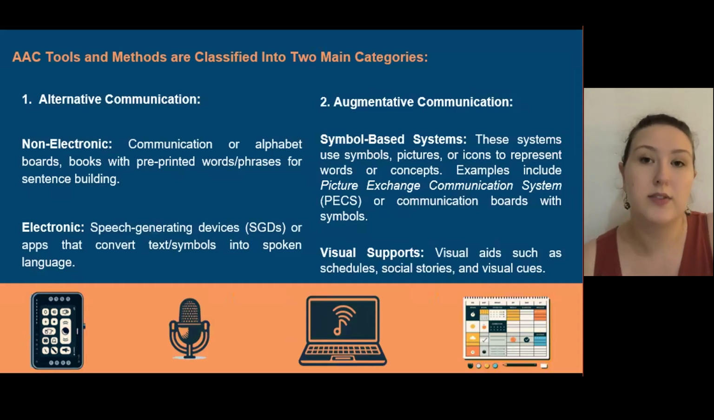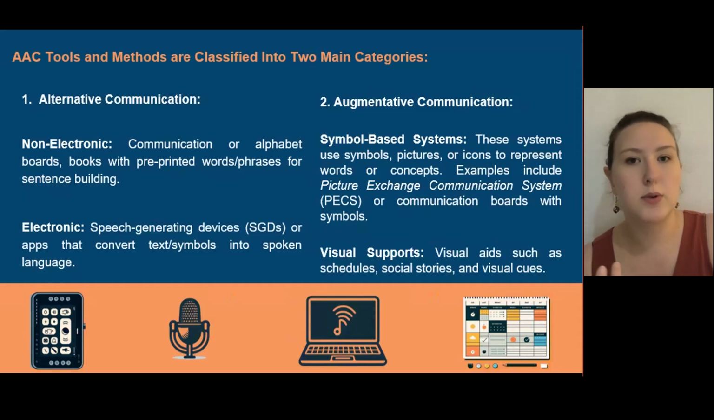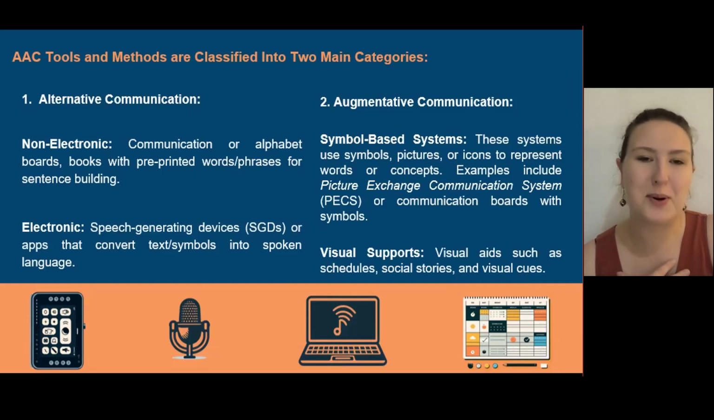AAC tools and methods are classified into 2 main categories. One being alternative communication, and these usually are either non-electronic or electronic devices. Non-electronic devices can involve things such as communication or alphabet boards, books with pre-printed words or phrases for sentence building. And electronic devices can be things such as SGD, speech generating devices, or apps that convert text and symbols into spoken language.